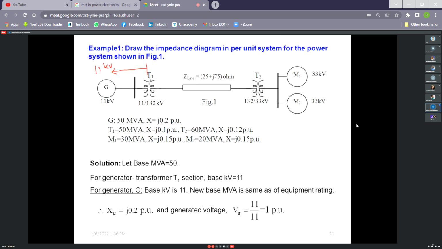So for this section, since you are learning, always identify for the generator transformer section that the base kV is 11. Then for every component you check the base kV is 11 and what the rated voltage of that particular machine is. You must check that. Since it is 11, there is no change in Xg, but you have to calculate the generator terminal voltage, which will be 1 per unit. If it were 10.5, then the generator terminal voltage will be 10.5 by 11.